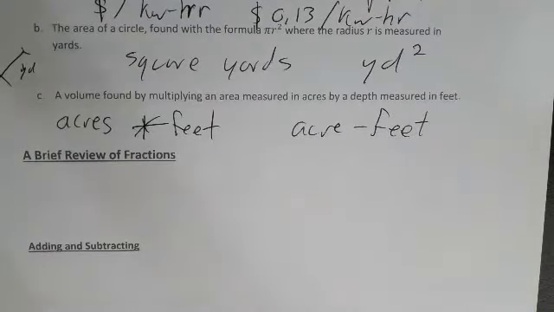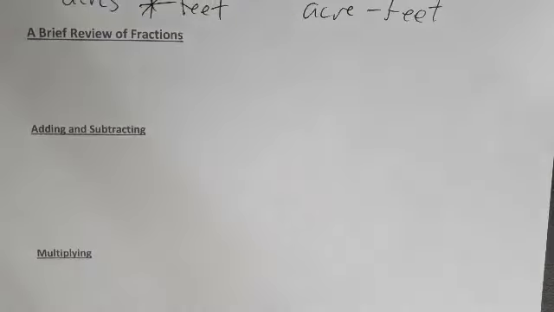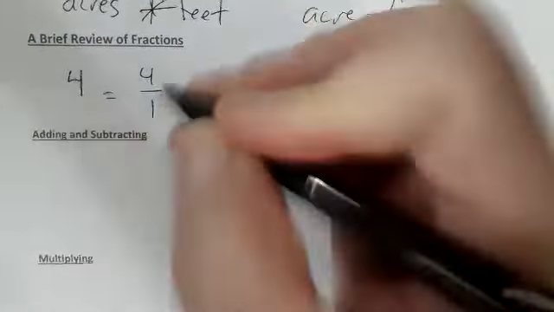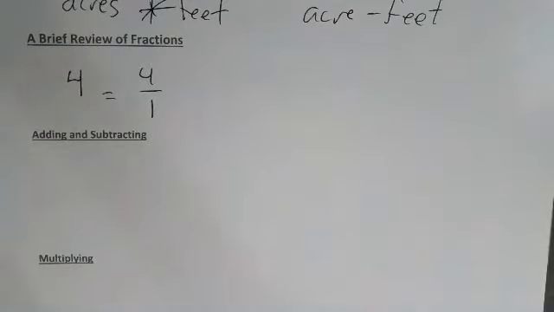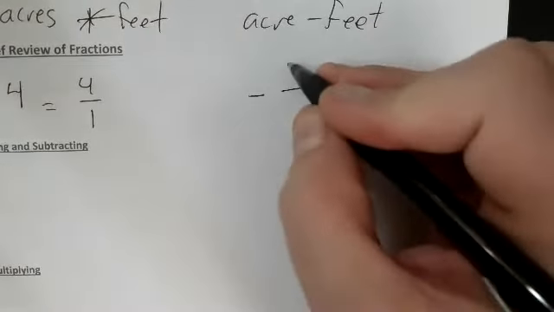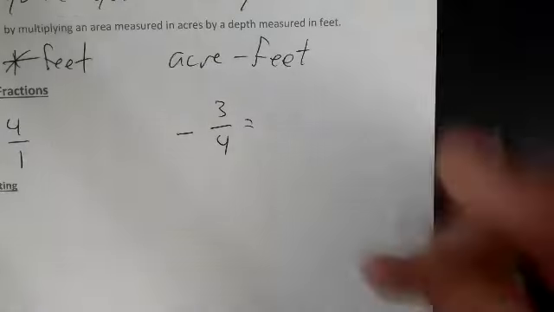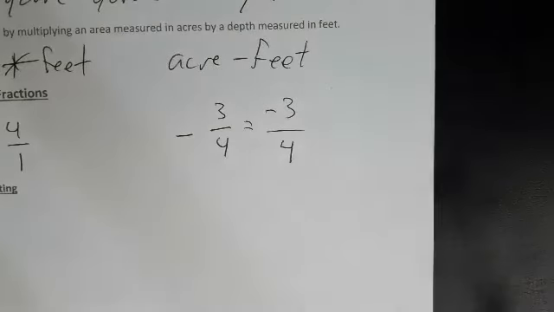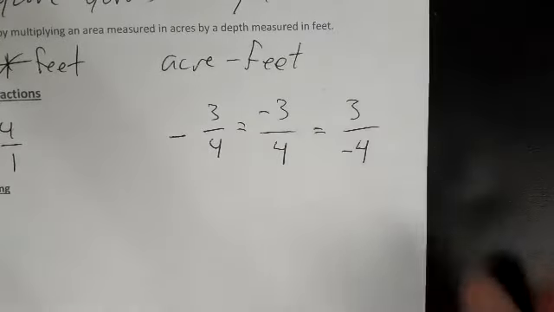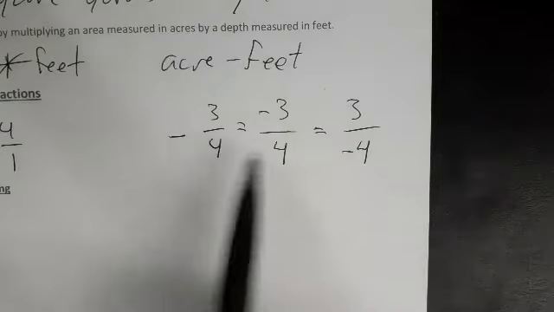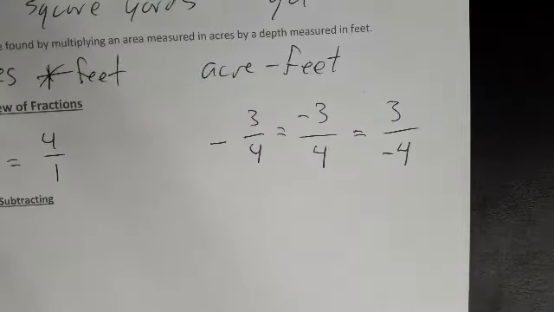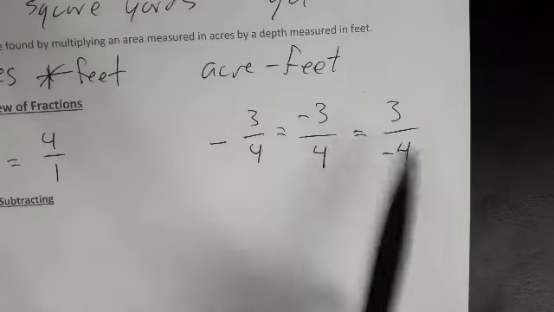Okay. So I'm going to do a brief review of fractions. If I have a whole number like 4, if I want to write this over something, I can write it as 4 over 1. If I have something that's negative, like minus 3/4, that's the same as if there's one negative on top and a positive on bottom, which will make it overall negative. And it's the same if I have a positive on top and a negative on bottom. So typically we write it one of these two ways, but this is also correct. I can put a negative on top, or I can put a negative on bottom.